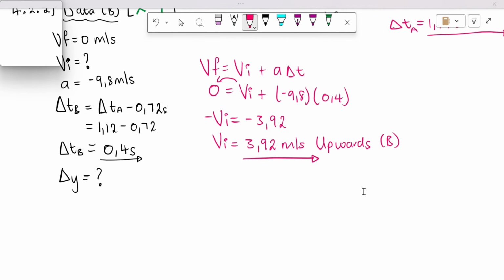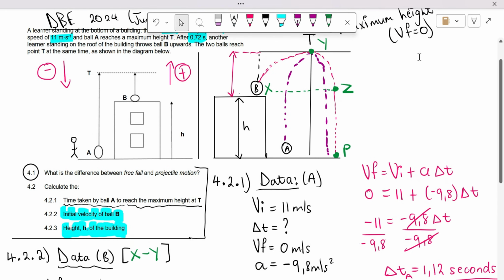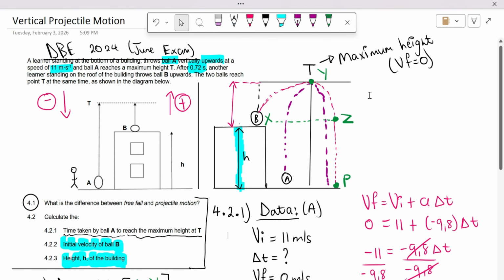So what does the last question say? It says to calculate the height H of the building. They basically want us to calculate this height right here. Now, how can we go about doing this? I want you to think about it. What I can do is determine the height of B from the roof of the building all the way to the height T, and we're going to call that our delta Y for B.